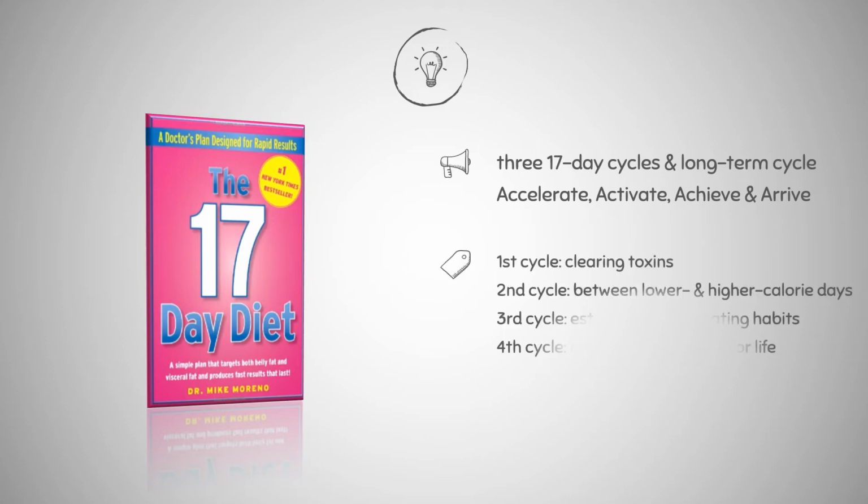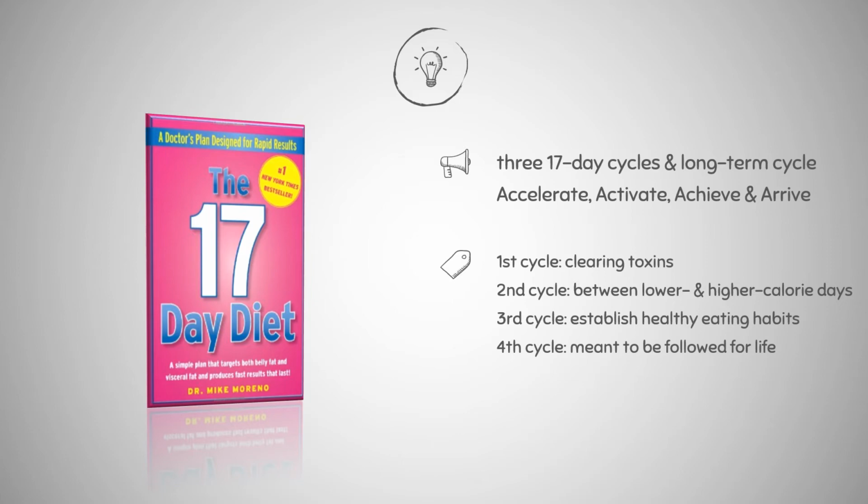The first cycle, accelerate, entails a 1,200 calorie per day restriction plan that promotes fat metabolism, water weight loss, and a general cleanse from the typical unhealthy diet. To keep the body's metabolism active, the second cycle, activate, alternates between high and low daily calorie allowances. The third cycle, achieve, consists of a less restrictive diet designed to slow weight loss and prepare the body for maintenance. The final cycle, arrive, focuses on long-term results and maintenance, with designated cheat days.